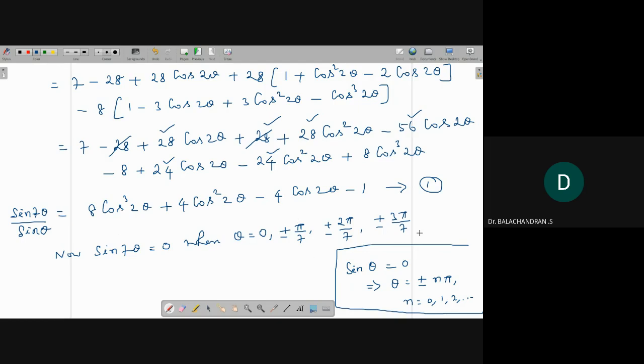So this is the first observation. Because if you expand this, you will get a 7th degree equation, and it has 7 roots. The roots are 0, plus or minus pi by 7, plus or minus 2 pi by 7, plus or minus 3 pi by 7. But in the left hand side, I have sine 7 theta divided by sine theta. This is equal to 0 when, please tell your answer, when this is equal to 0.